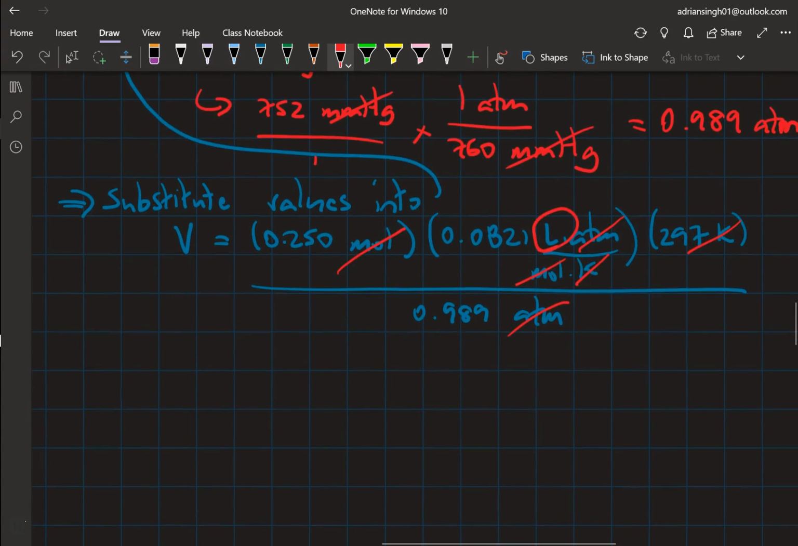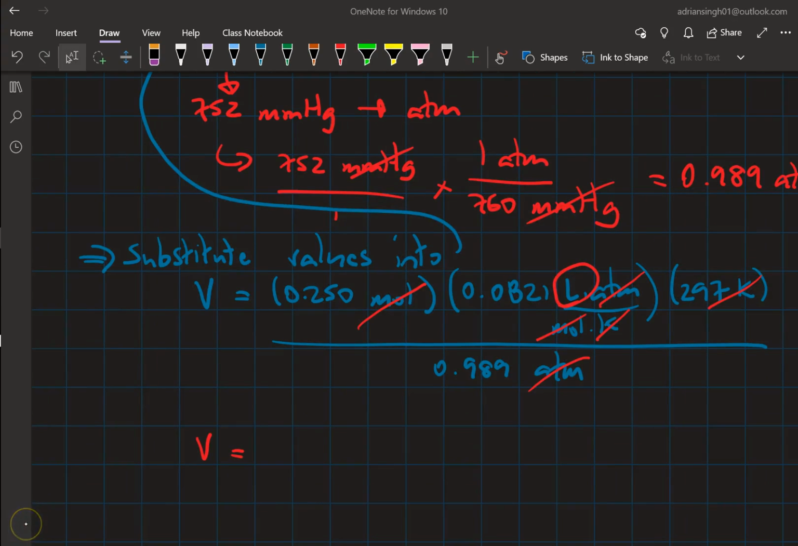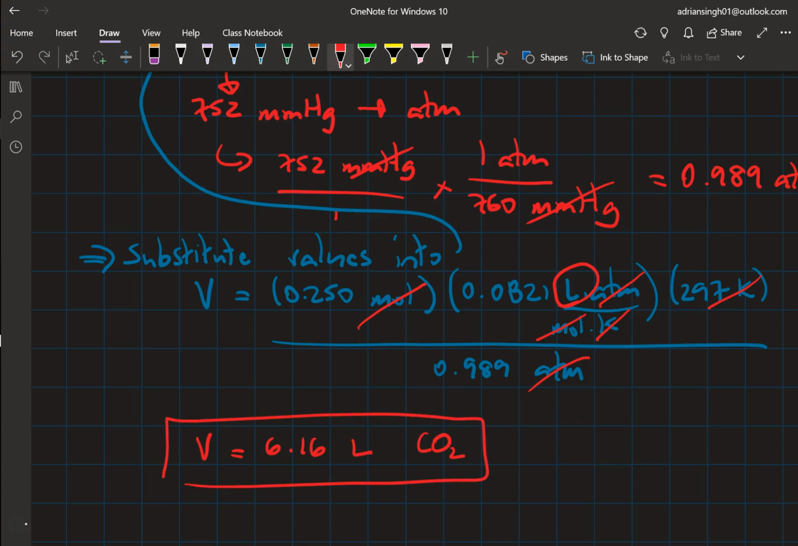So our units tell us that our manipulation, our algebra, our math is correct. All we need to do then is plug these into your calculator and evaluate what V is going to be. Using your calculator, you plug those numbers in, and you should end up with 6.16 liters of carbon dioxide.